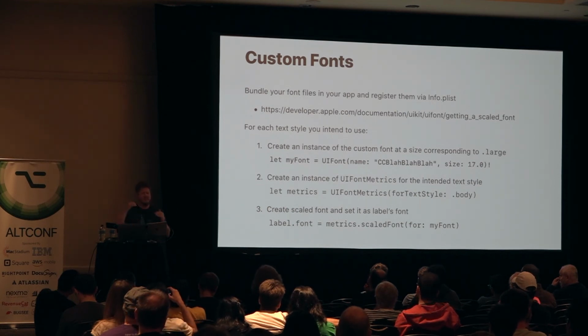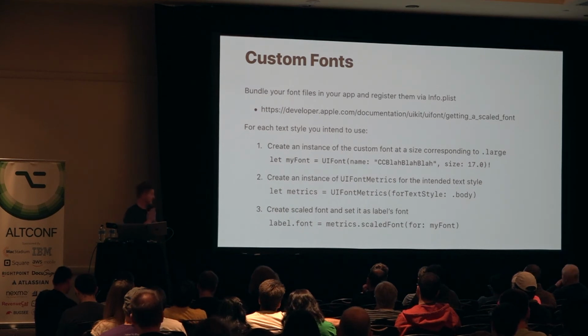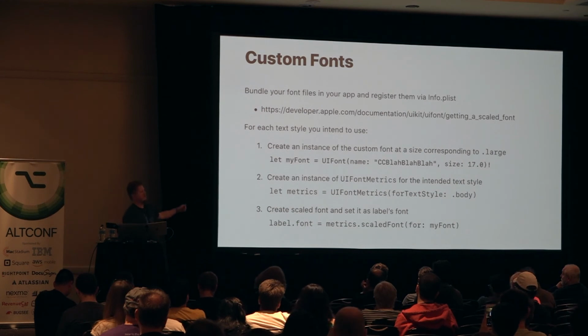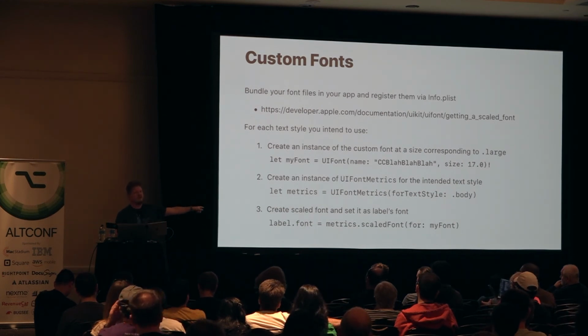And as far as I know, it just does a straight linear mapping of it. Pretty sure it doesn't do any of the little kerning tracking stuff for you, because that's really hard to figure out from any arbitrary font. And then you get the scaled font for your instance of the font from metrics, and you use that as the font. Now, you get to do that for every text element you want to have a custom font.